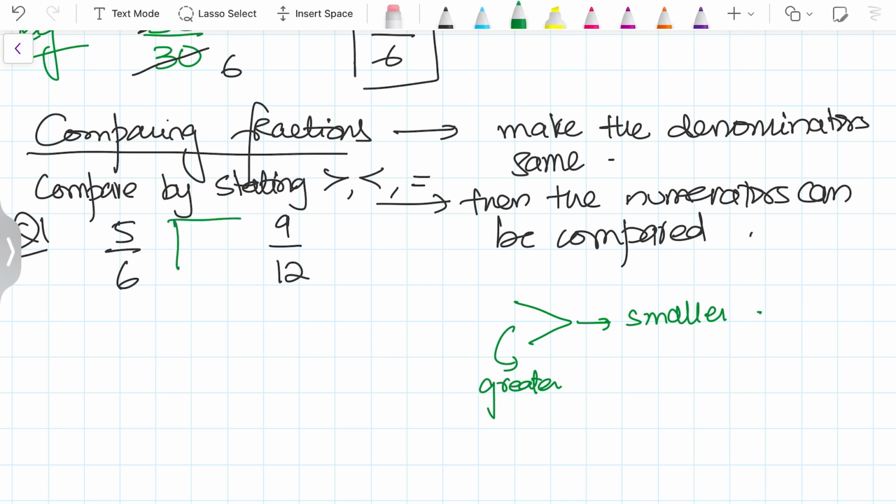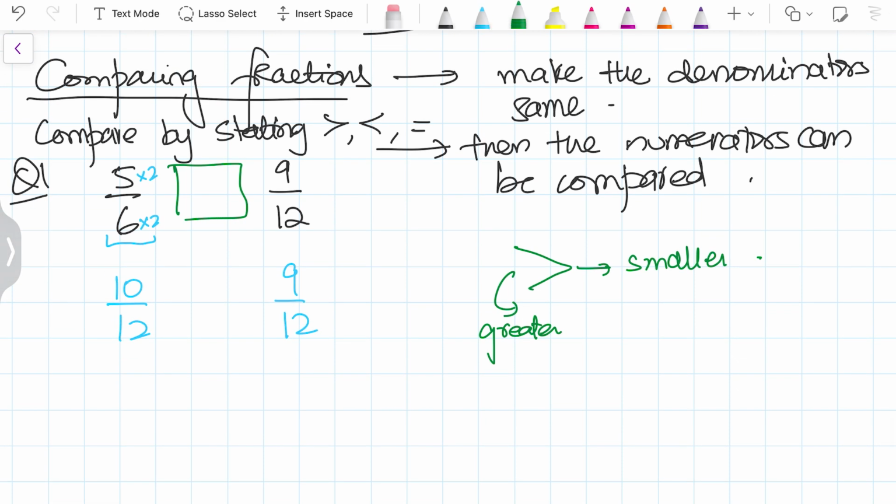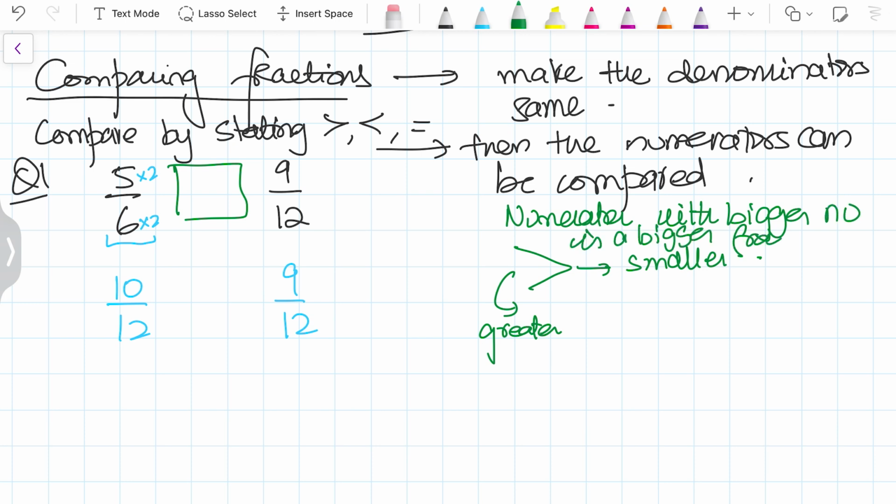Now how do I compare the fractions? We first make the denominator same. How? 6 can be made 12 by multiplying it by 2. And the fraction that we will get is going to be an equivalent fraction. So that's perfectly fine. So 10 upon a 12 and a 9 upon a 12. The numerator with bigger number is a bigger fraction. So therefore I can say over here that this is a bigger fraction, or I can write over here this bigger fraction. Let's do another example.